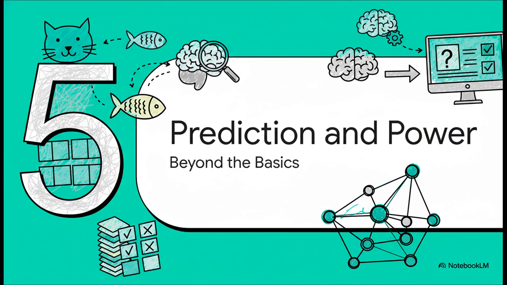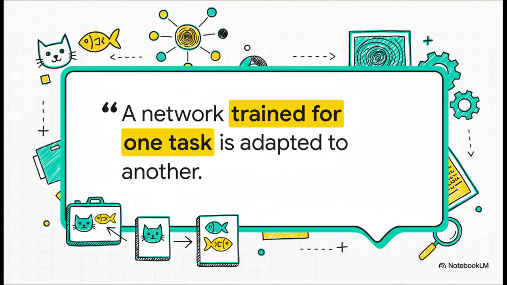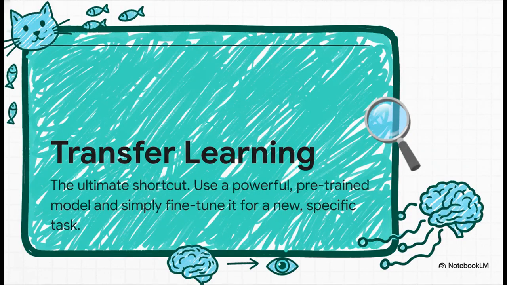Okay, so that is an incredible achievement. But the real power of this technology goes so much further than just telling cats from fish. And that takes us to our final section, where we see how this one simple ability builds into something truly world-changing. The source material we're using for this explainer puts it just perfectly with this one idea. A network trained for one task is adapted to another. This single concept is honestly one of the biggest breakthroughs in all of modern AI. And it's called transfer learning.